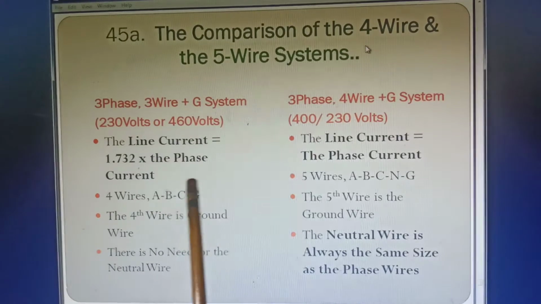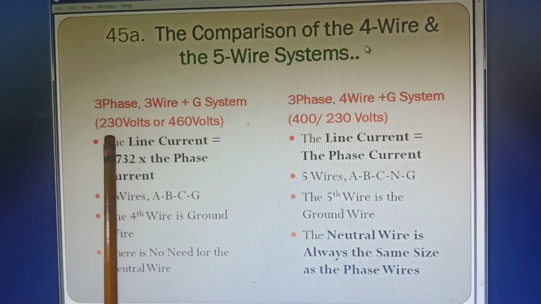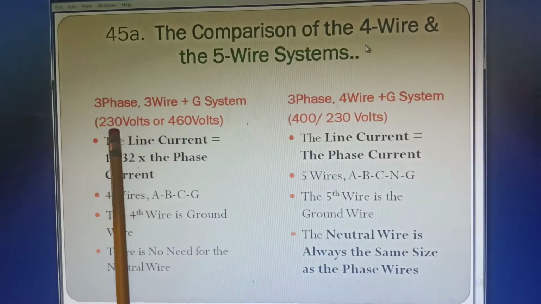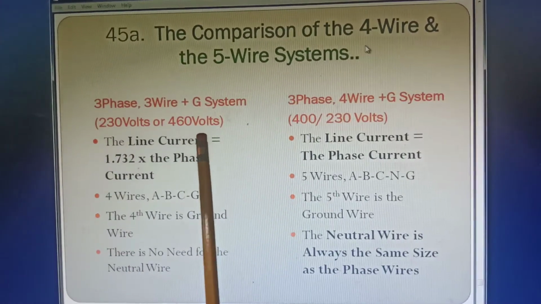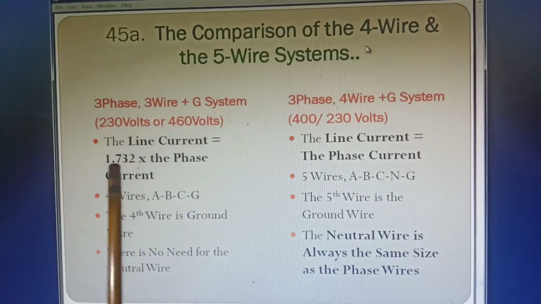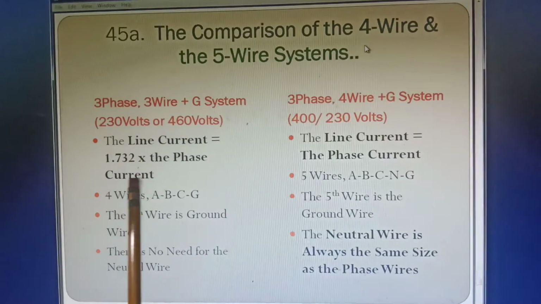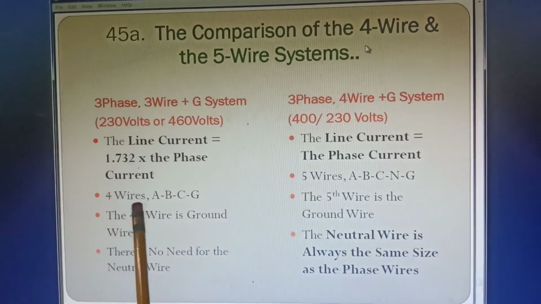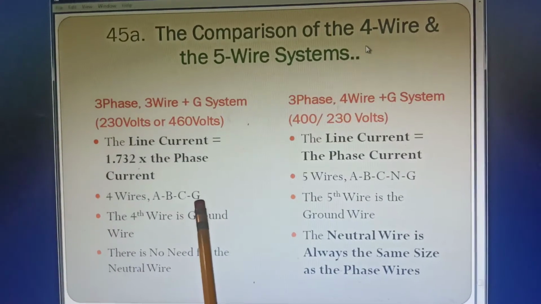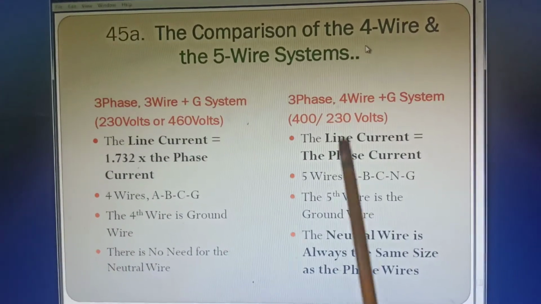And okay, going to the 3-phase 3-wire system, which is standard, could be 230 volts for residentials or offices, and 460 volts mostly for industrial plants or manufacturing plants. So the line current is equal to square root of 3 times the phase current. Okay, there are 4 wires, A, B, C wires, and the ground wire. Now the 4th wire is the ground wire, and there is no need for the neutral wire.